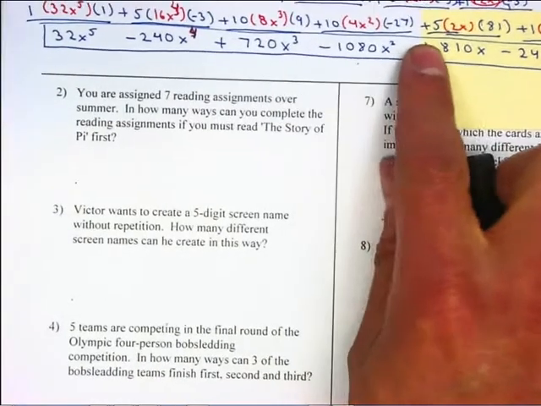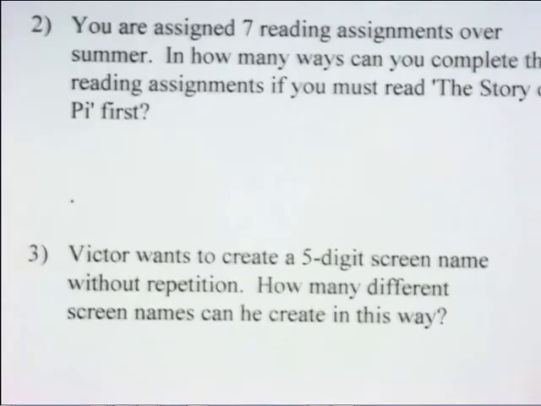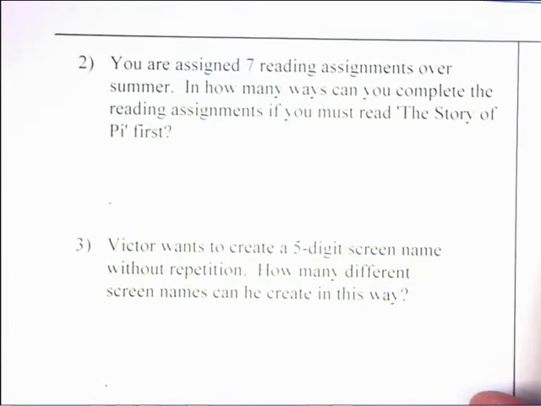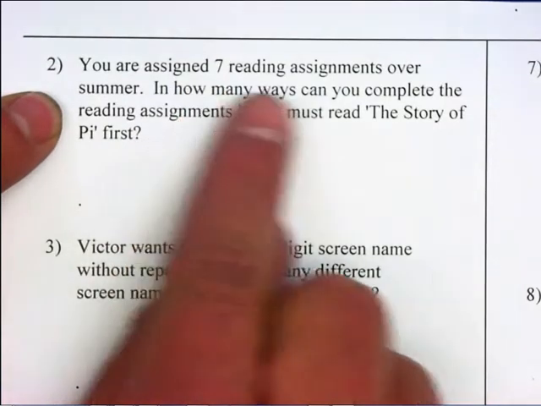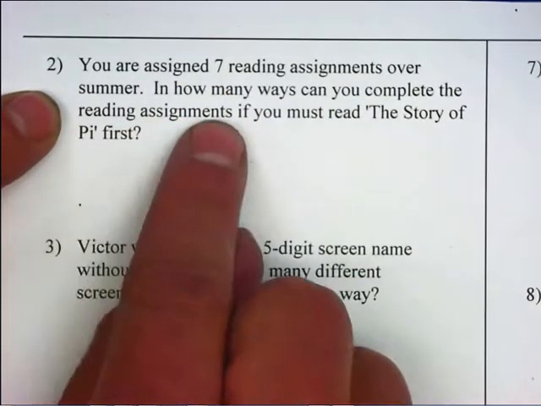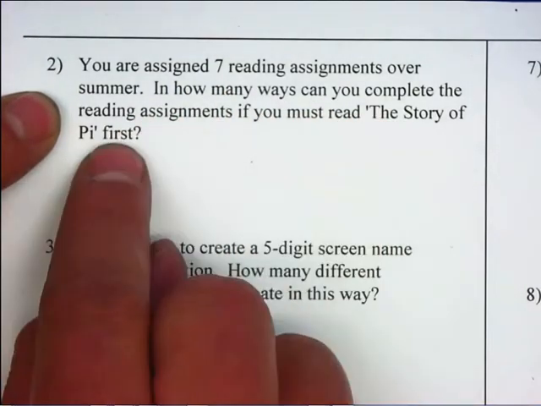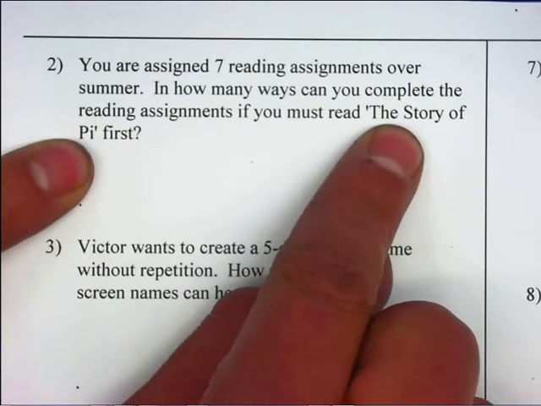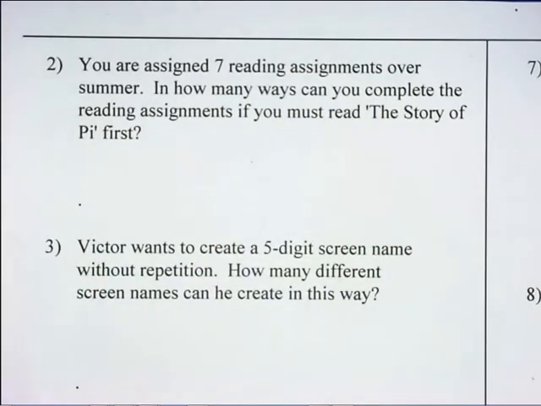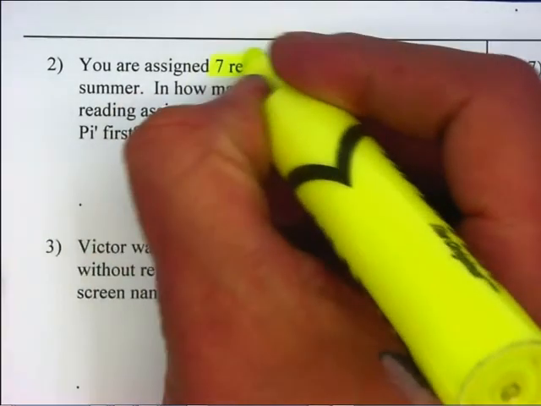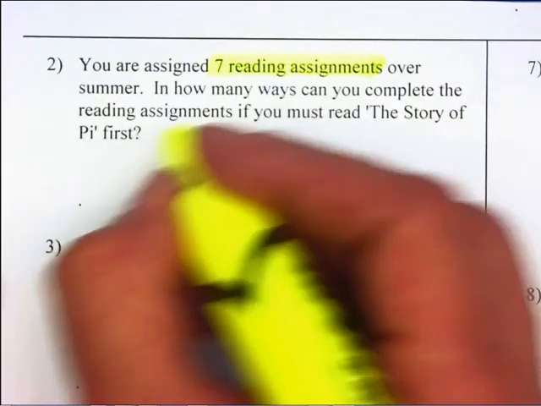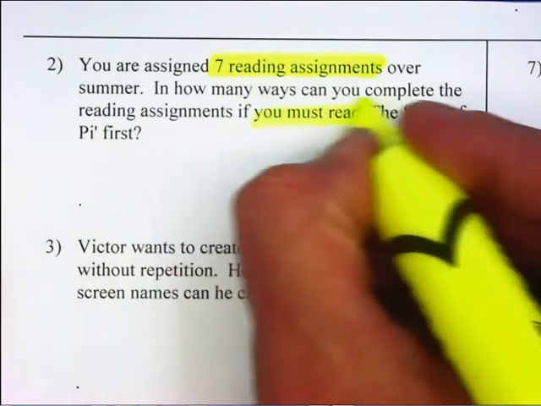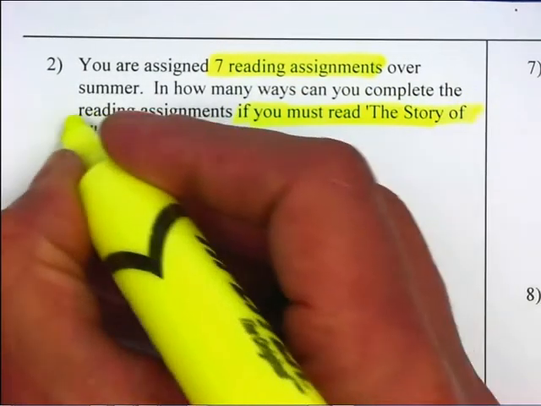Now let's go into problem number 2. On problem number 2, it says, you are assigned 7 reading assignments over the summer. In how many ways can you complete the reading assignments if you must read the story of Pi first? So that's one of the stories that you need to read. So let's highlight the key information. You are reading 7 assignments over the summer. How many ways can you complete the assignment if you must read the story of Pi first?